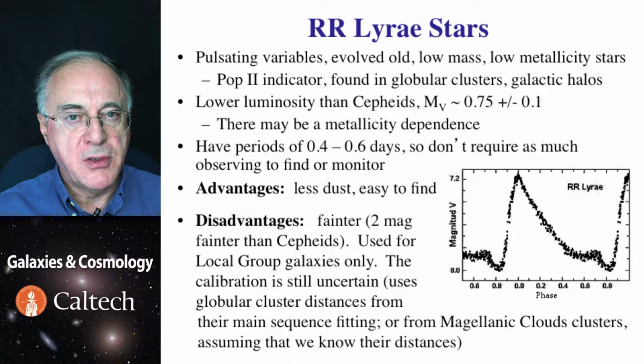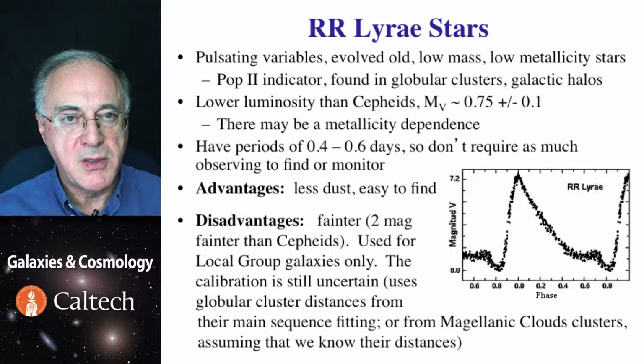They do have an advantage that their periods are short, so it's much easier to observe the full periodic pulsating curve for an RR Lyrae star than it is for a Cepheid. Because they're dimmer, they can be really used only within the Local Group of galaxies. But that's still useful, and it provides a welcome check on the distances measured using Cepheids.